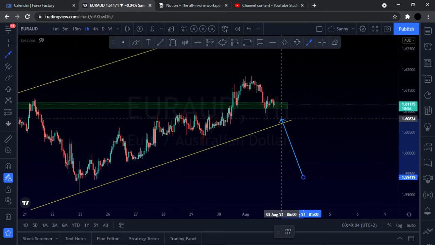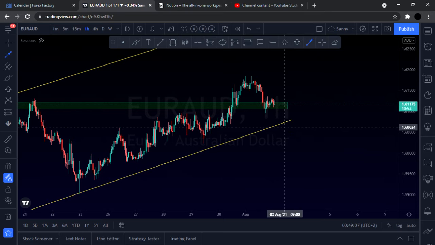So on EURAUD this week, I'm really expecting price to start pushing up from here.